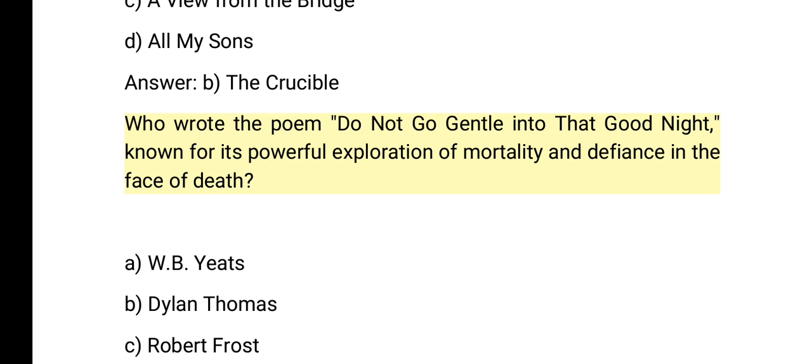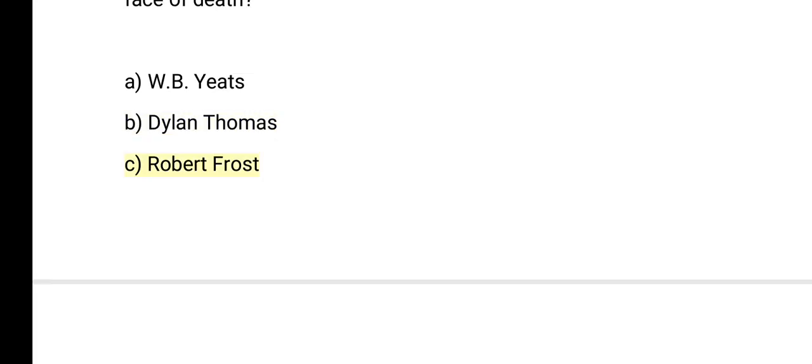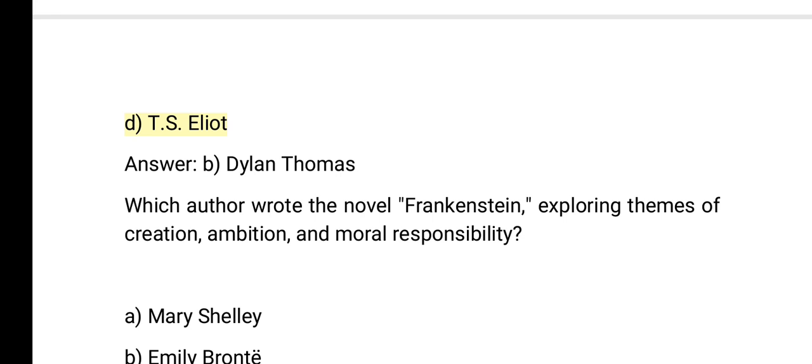of mortality and defiance in the face of death? A. W.B. Yeats. B. Dylan Thomas. C. Robert Frost. D. T.S. Eliot. Answer: B. Dylan Thomas.